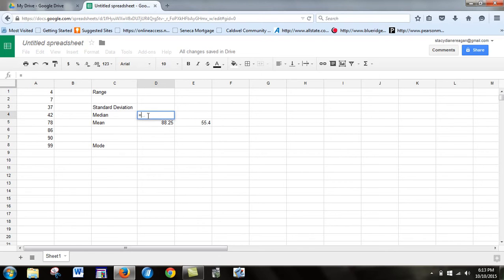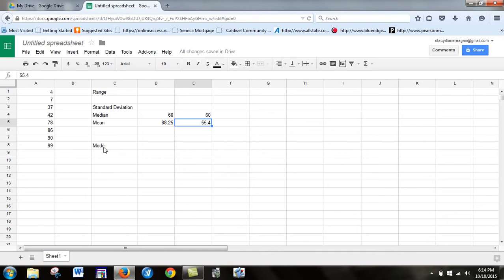So we can do that, equals 42 plus 78 divided by 2. So my median is 60. In Google, you can also pull up median by hitting equals. Let's just start typing median and it appears. Highlight, hit enter, and it gives it to you. So you have those features in Google.